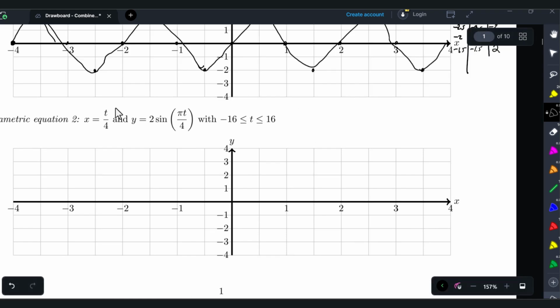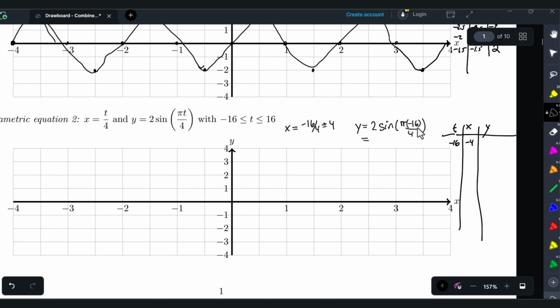But because it's a parametric equation, x doesn't have to be the same thing as t. It can be something different, like t divided by 4. So what kind of graph do I get when I graph this curve from t equals -16 all the way to t equals 16? Starting from -16, the x-coordinate is easy to calculate because I just substitute -16 for t, and I get -4. So I'm going to start from this point over here.